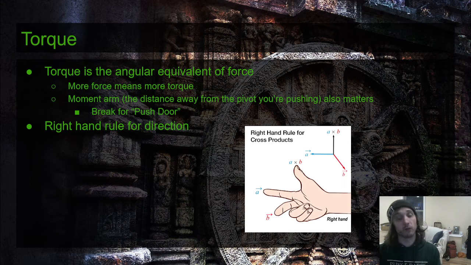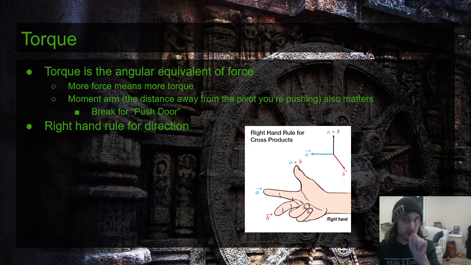So there's two things that matter for radius. The first of which, and this one goes with r squared, is that the further something is away from the pivot, the harder it is to make it spin. So the more mass you bring away from the pivot, the harder the object is to cause to rotate. The second thing is that the further away from the pivot you push, the easier it is to make that object spin because you're going to get more torque.